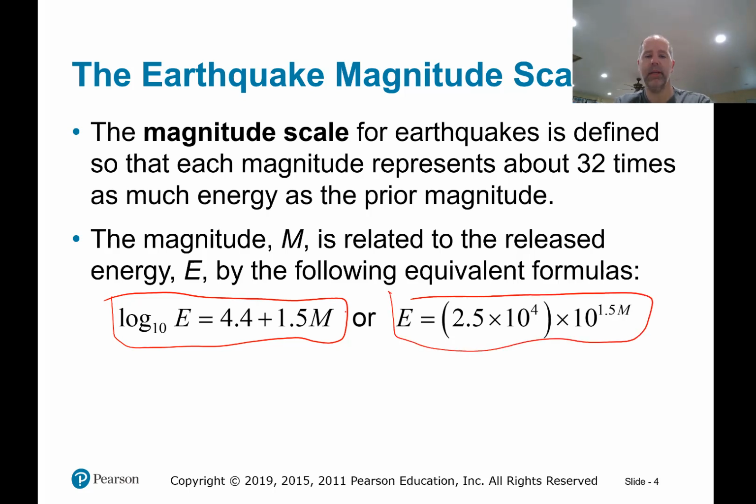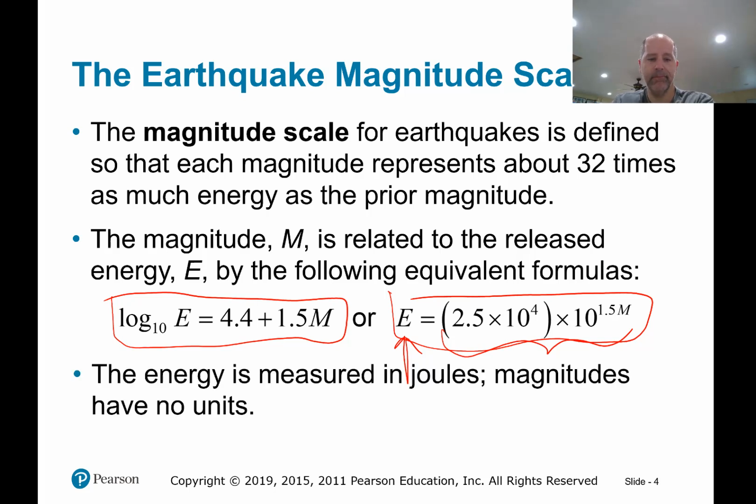It's the same formula, just one is solved for E, and the other one has a log in it. So all you have to do is take the log. What they do is they take the log of both sides, and they use the property of logs to go from the exponential to the logarithmic. Now, the energy is measured in joules, and the magnitude has no units.